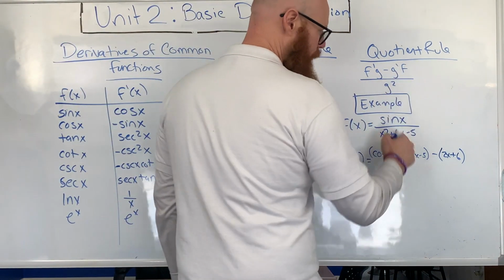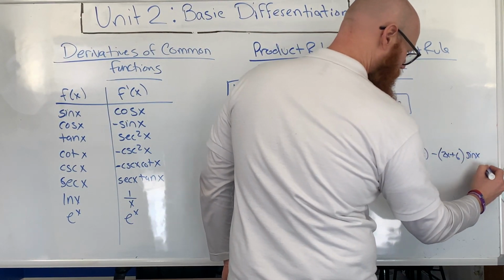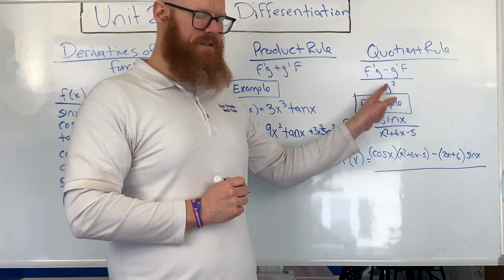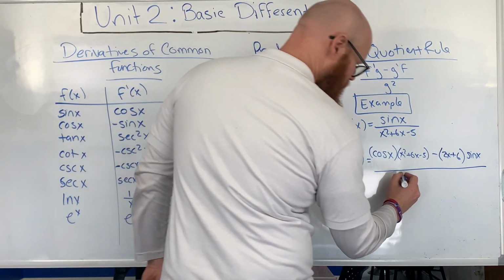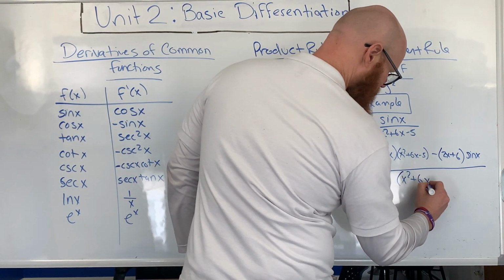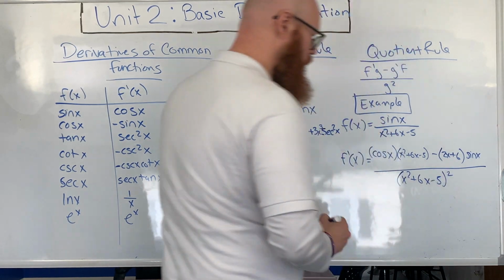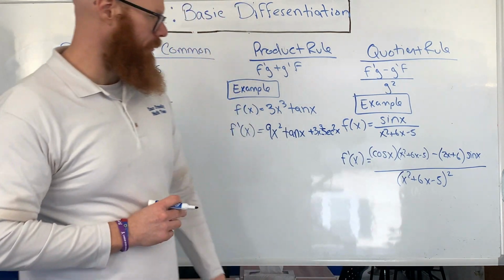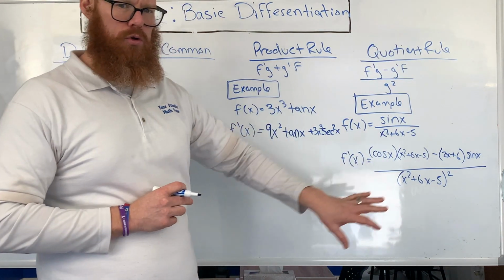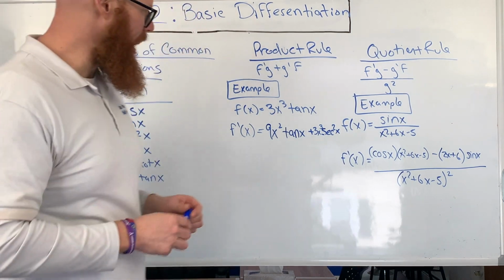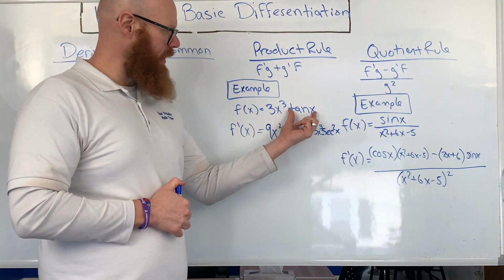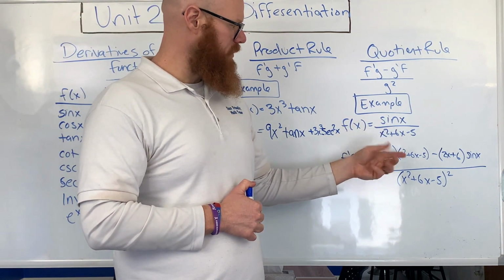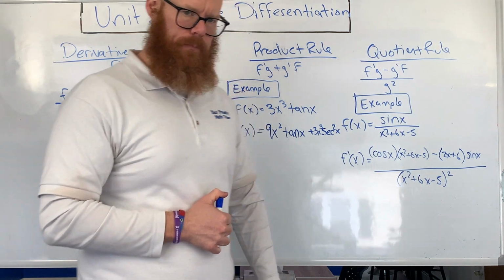Then I multiply by f, which is just the numerator, all over the original denominator squared. So that's just x squared plus 6x minus 5 quantity squared. I'm just going to leave it like that. We could distribute and maybe do some simplifying, but for right now, I just want to focus on how you do the quotient rule. All right. So anytime you have a product of two functions of x, you need to use the product rule. When you have a quotient of two functions of x, you're going to want to use the quotient rule.